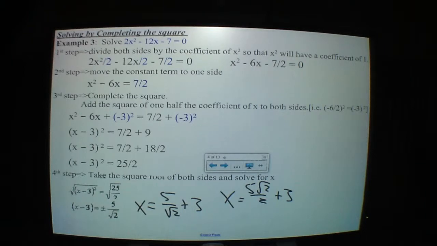Okay? Plus or minus. And you're done. That's completing the square.